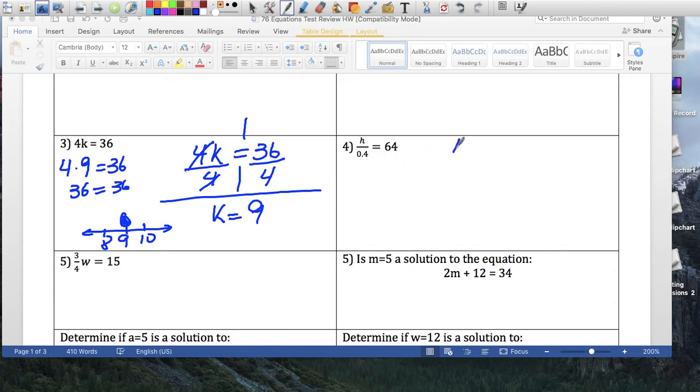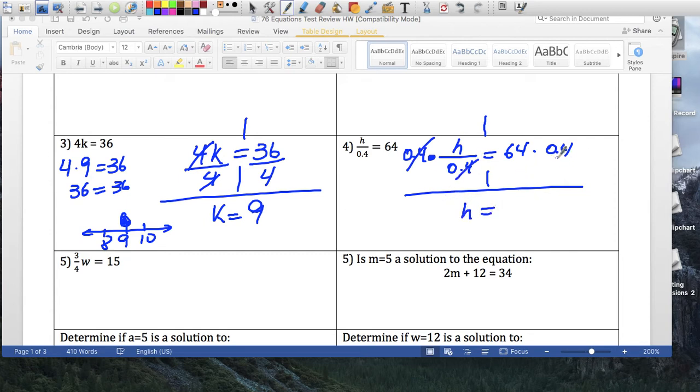This one, h divided by 0.4 equals 64. So, a number divided by 0.4 equals 64. Line in the middle. Opposite of division is multiplication, so I'm going to multiply this side by 0.4. Now multiply this side by 0.4. This becomes 1h, or just h. 64 times 0.4 is 25.6.